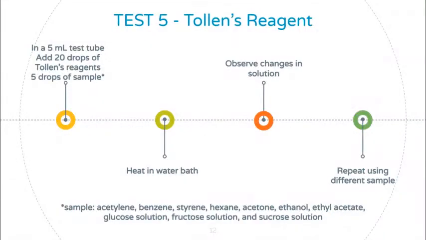For the fifth and last test, 20 drops of Tollens' reagent was added to a 5 ml test tube, and 5 drops of the sample was then added to that same test tube. This solution was then heated using a water bath, and the changes were observed. This was then repeated using the different samples.